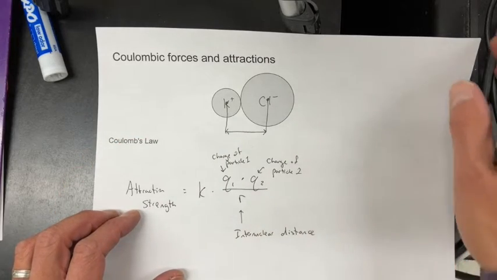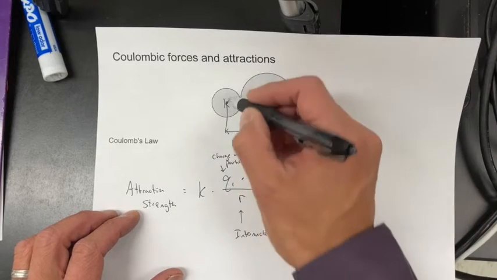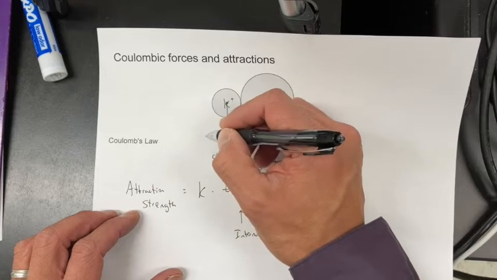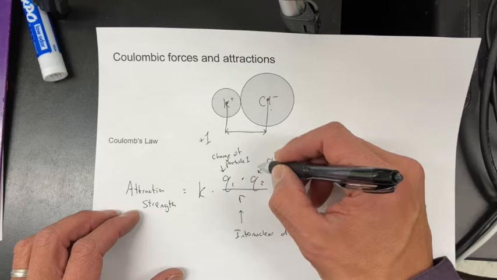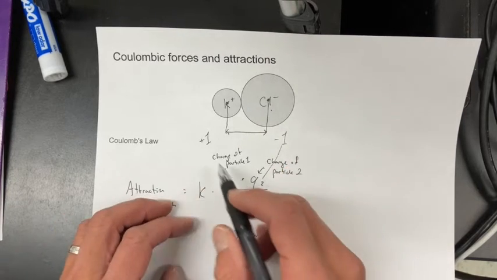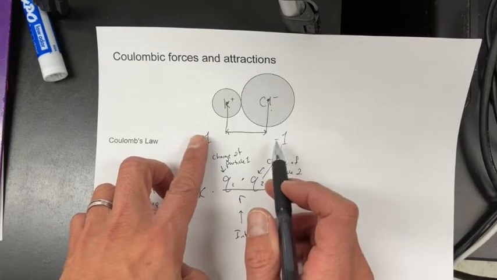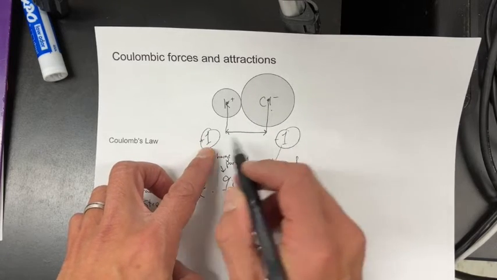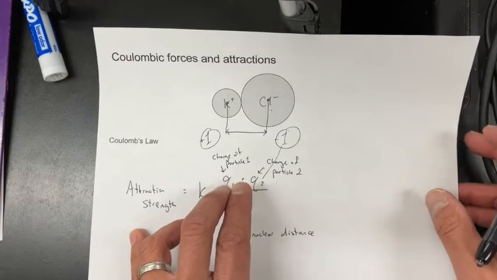So we're going to look at a couple scenarios of how this plays out. Okay, Q1 for this one is going to be a 1 charge, so plus 1. Q2 is going to be also a 1 charge, a negative 1. When you multiply them together, it doesn't really matter if the charge is plus or minus. It's just the number. Whether it's 1 or 2 or 3 tells you the strength of that attraction.